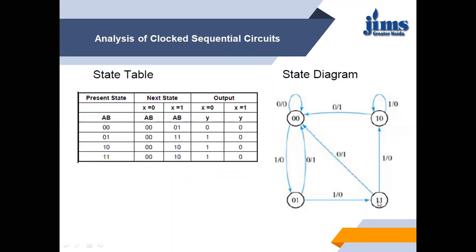In this way, you can draw the state diagram for the different 4 states. So we started with the circuit diagram and we end up with the state diagram. This is known as the analysis of clocked sequential circuit. So for the analysis purpose, you have to find out the state diagram.